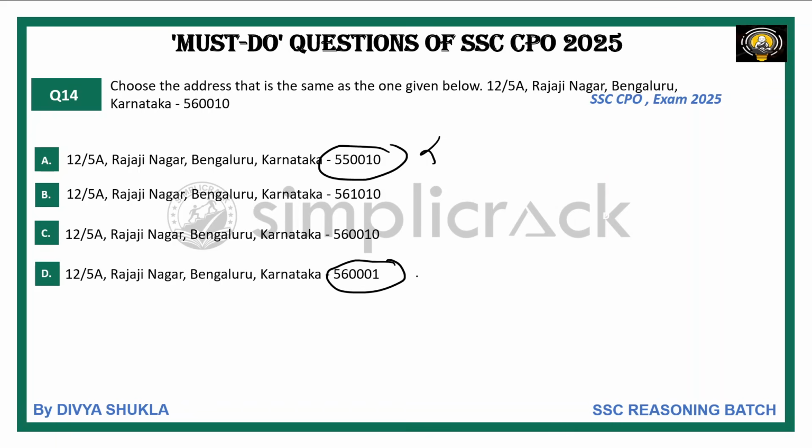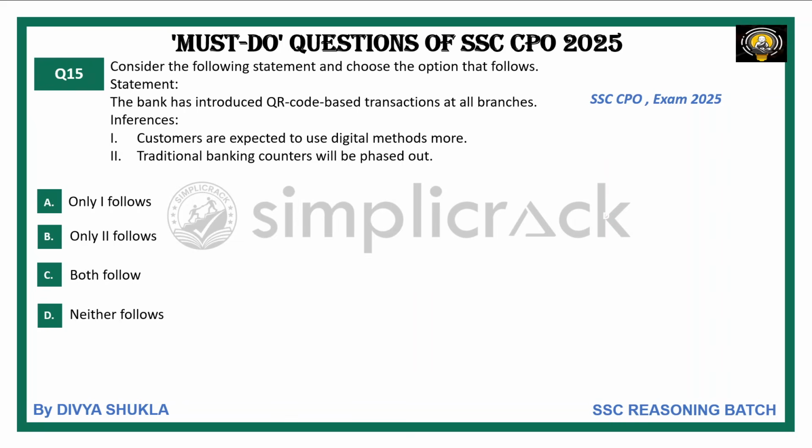Why? Because you have 560001. This is also eliminated. You can eliminate this also, because you need 5600. This is correct. So this is eliminated. Option C is the right answer for this question. So very simple question. Let's see the next question.